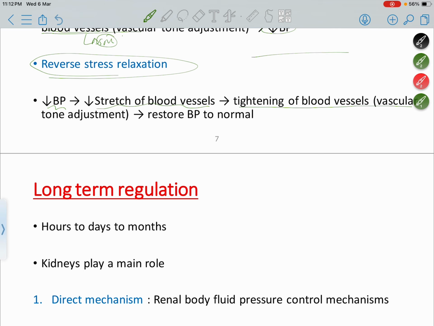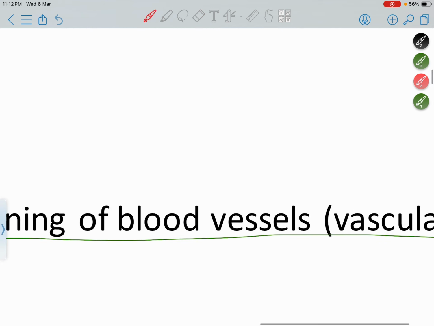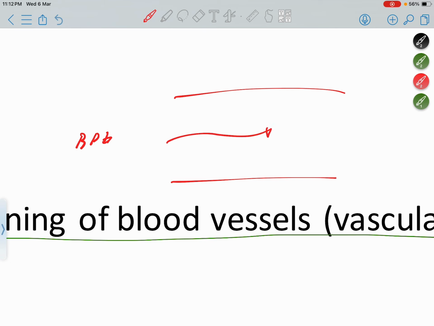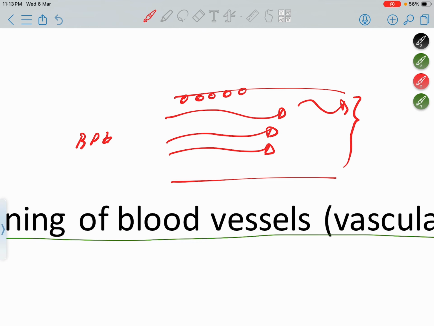So I will be explaining, then only you will understand. This is the blood vessel. If there is decreased BP, what does that mean? BP is decreased means the blood volume is decreased and the movement of blood flow is decreased. So the smooth muscles are there. What will happen? If constriction is not there, the blood flow is flowing like this.